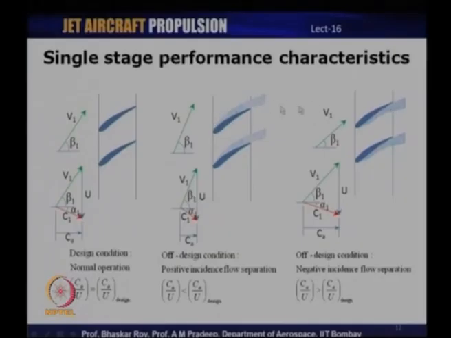So, these are two extreme cases of operation of the stage, where the flow coefficient is different from the design flow coefficient. It is either less than the design flow coefficient or greater than. If it is less than, if the blade speed is fixed, then Ca is less than the design axial velocity, and the flow might separate from the suction surface, leading to positive incidence separation. And if Ca is greater than Ca design, then it could lead to negative incidence separation.